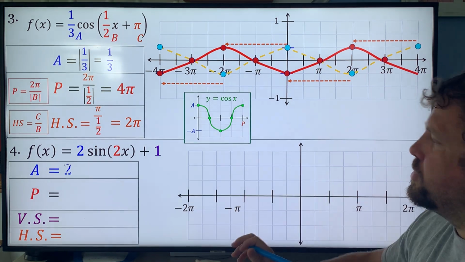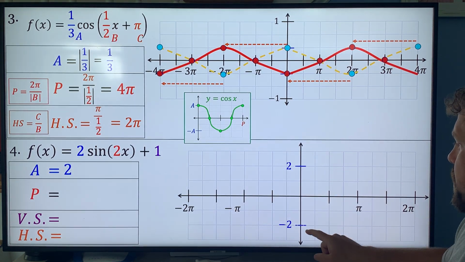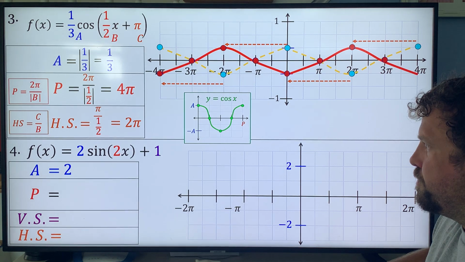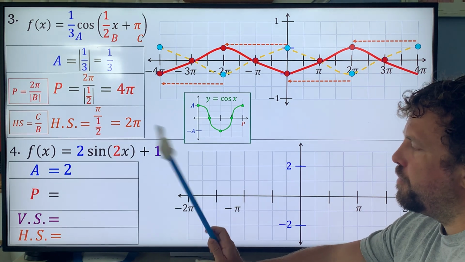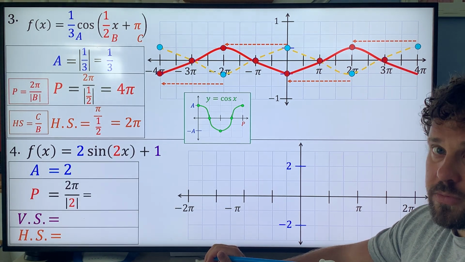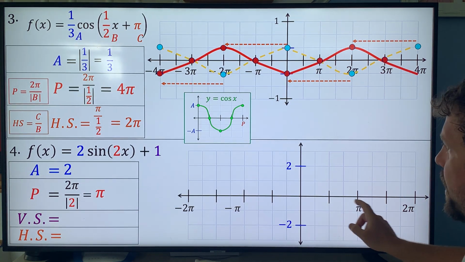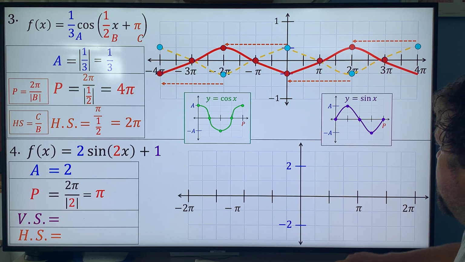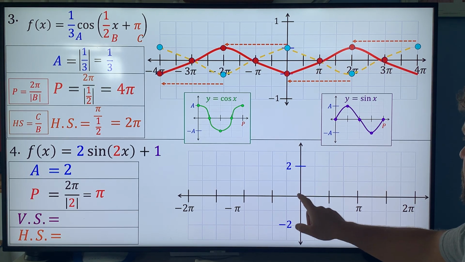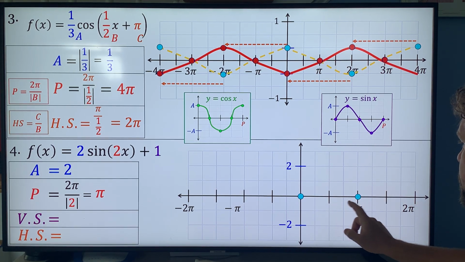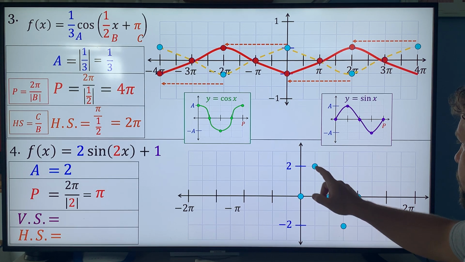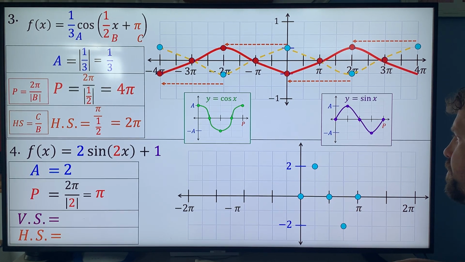Number 4. What's my amplitude? 2, negative 2. Period: 2 pi divided by 2, pi. All right, so from 0 to pi, I have to draw a sine. Sine starts at 0, ends at 0, has a 0 in the middle. Right? And you go up, down, down, up. Amplitude, 0, negative amplitude, 0.